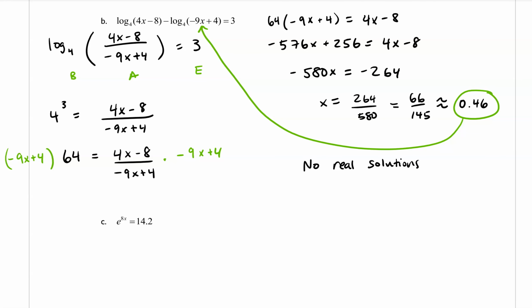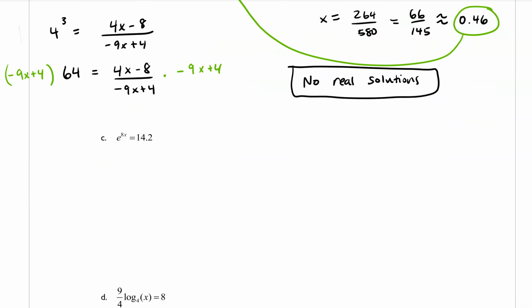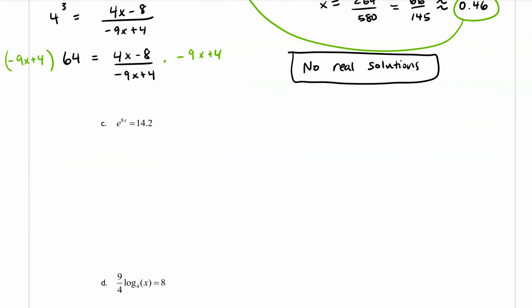Because the x that we solved for, we plug that back into the original equation, and we found that it would give us a log of some negative number, which we've discussed earlier. You cannot take the log of a negative number, so we say that there are no real solutions. Okay, let's move on to part C.